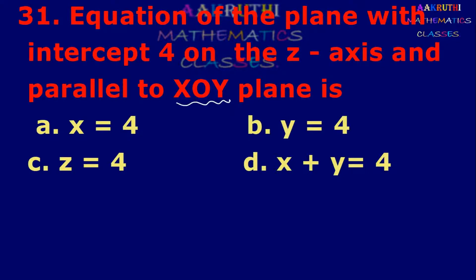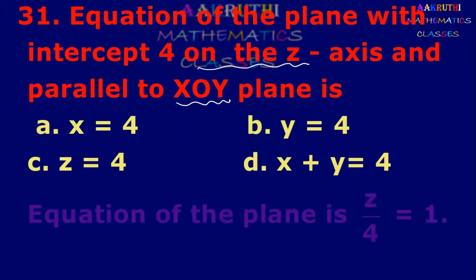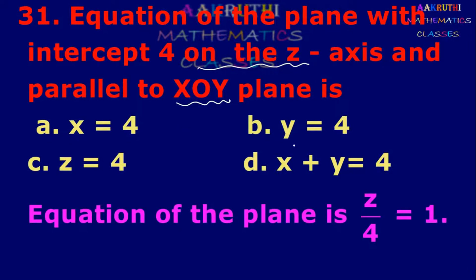So here it is given that the plane is parallel to the XOY plane. Therefore it will not cut the x-axis and y-axis, and it is parallel to the x-axis and y-axis. And here only the z-intercept is given. The z-intercept is 4. So using the intercept formula, we can write z divided by 4 equal to 1. That is, z by 4 equal to 1. So therefore z equal to 4, which is option C.